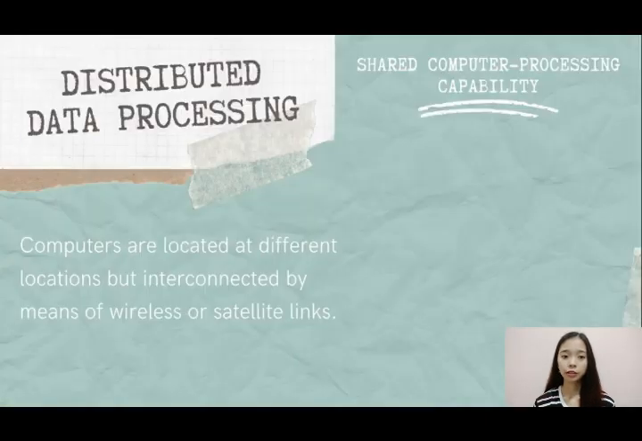In contrast to centralized database management systems, distributed data processing is a computer networking method in which multiple computers across different locations share computer processing capability. Computers that comprise a distributed data processing network are located at different locations but interconnected by means of wireless or satellite links. In DDP, specific jobs are performed by specialized computers which may be far removed from the user or from other such computers.